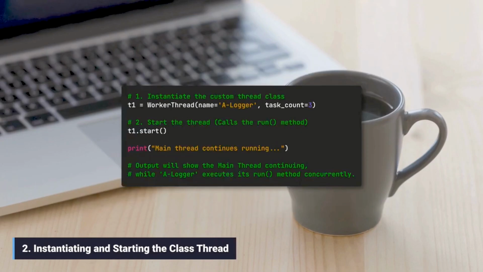2. Instantiating and starting the class thread. To run the custom thread, the steps are familiar. First, instantiate the class just like any other Python object, passing any arguments defined in your custom constructor like the thread name and task count. Second, call the start() method on the instance. Just like with the function approach, the start() method is what triggers the operating system to begin concurrent execution of the thread's run() method.